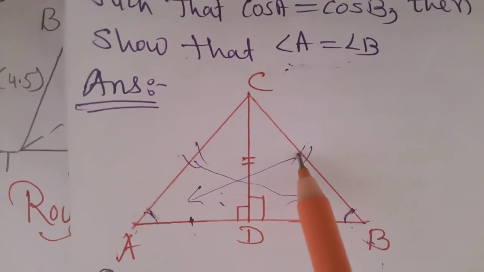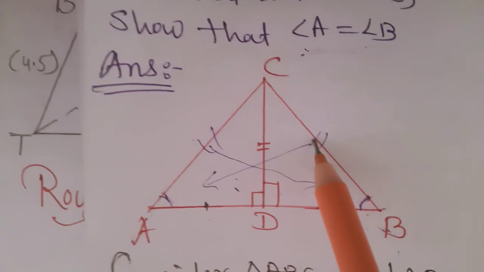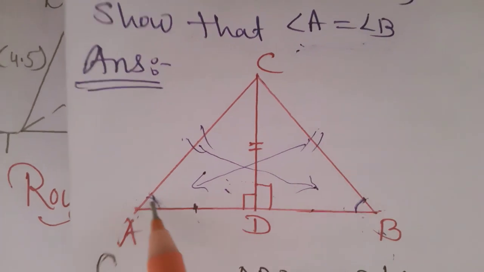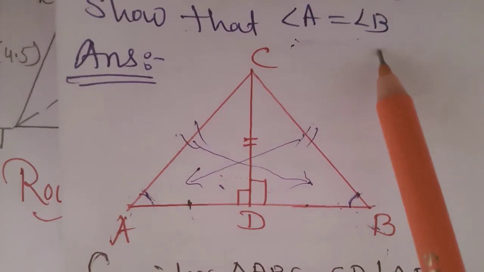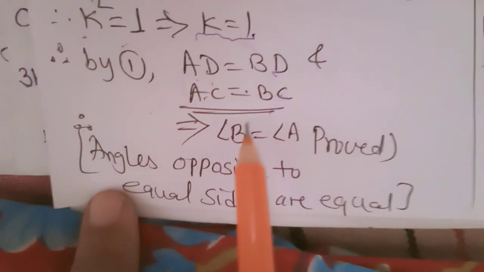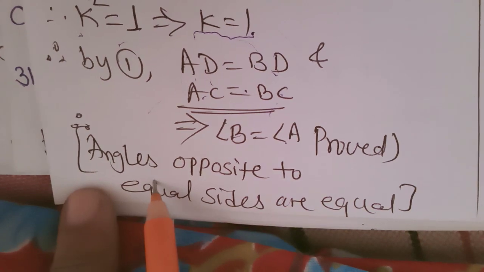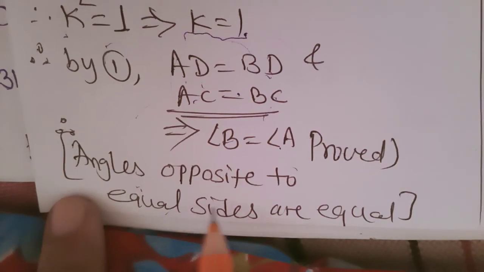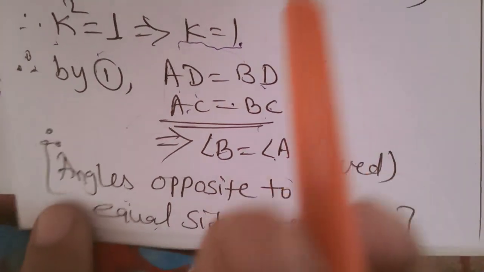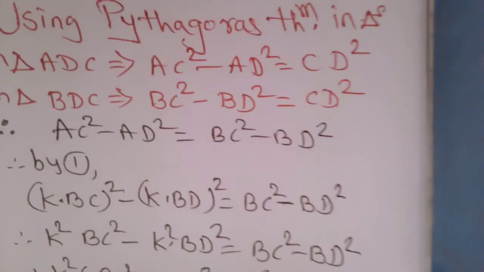If two sides are equal in one triangle, that is an isosceles triangle, the base angles are equal, that we proved now. That's why at the end you can write that AC is equal to BC, therefore angle B equals angle A, proved. And the property used here is angles opposite to equal sides are equal. In this way we finish question number 6.